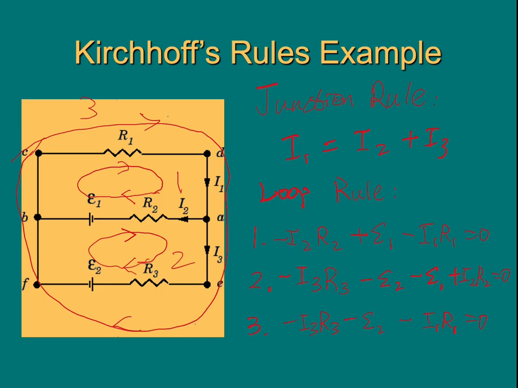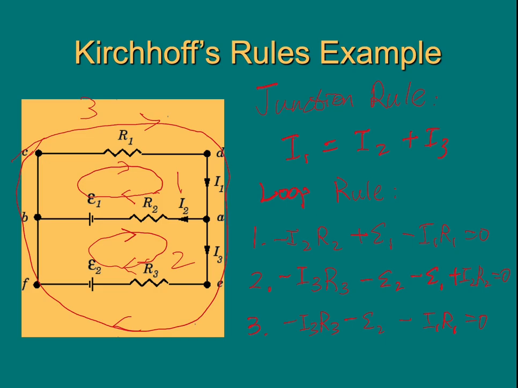Current I2 is in the same direction as loop direction. So I'm going to have a potential drop, which will give me minus I2R2 for R2. I move from A to the left. I will have epsilon 1. And following the loop, I move from right to the left. So I'm moving from negative end of epsilon 1 to positive end of epsilon 1 till I reach B. So I will have a potential increase, which is plus epsilon 1.